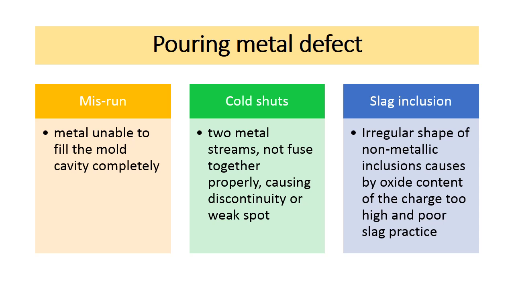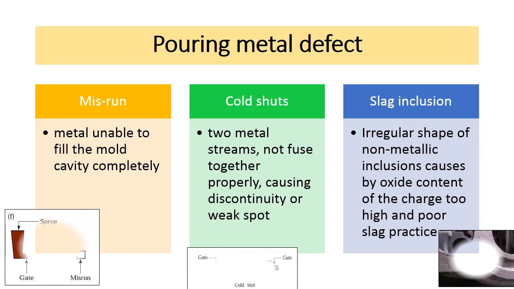Slag inclusions are actually irregular shapes of non-metallic inclusions caused by the oxide content of the charge being too high, and poor slag practice. Below you can see a picture of the misrun, hot shuts, and also slag inclusion.